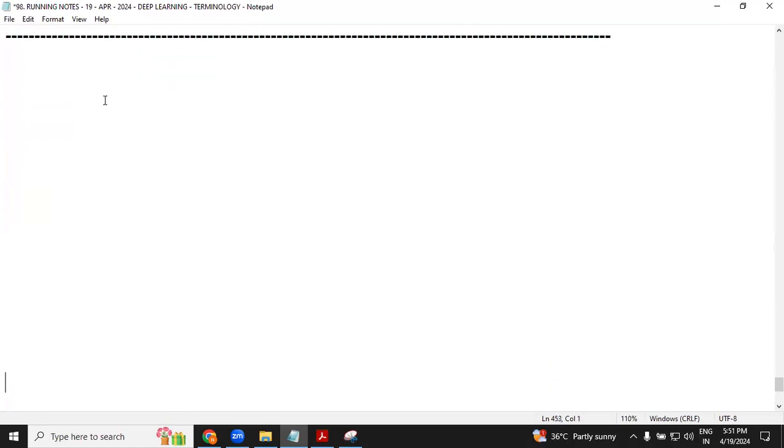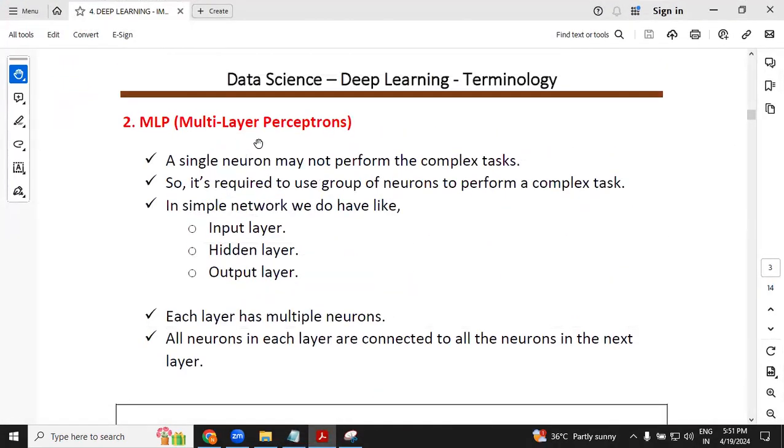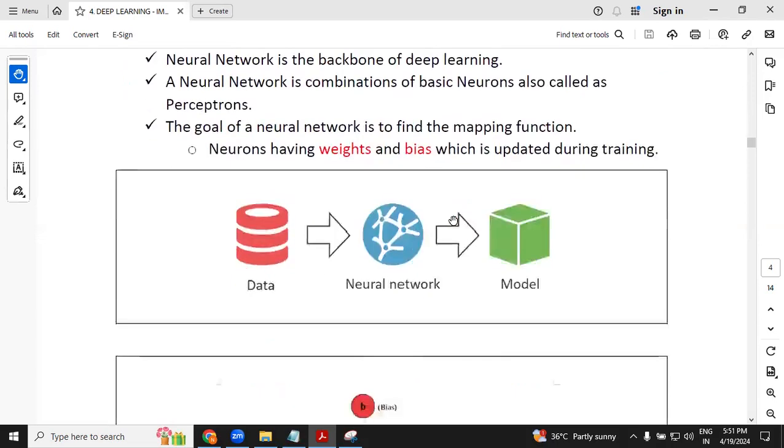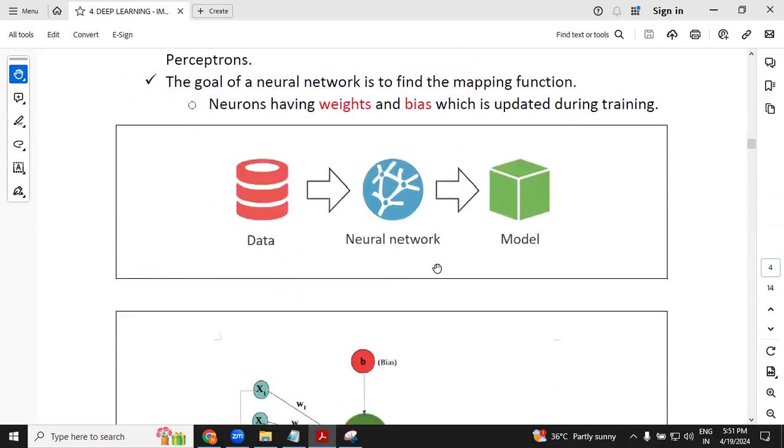What is the first word? Neuron. Second word? MLP. MLP means multi-layer perceptrons. You may have a question: what do you mean by perceptron? Perceptron is also called a neuron. It is another word for it. Now the next one, neural network. Step by step, try to understand. The third word is neural network.